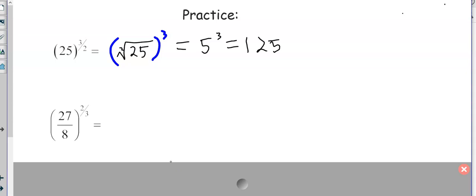This one, we're going to apply the rules we've learned. So this will be 27 to the 2/3 power, and 8 to the 2/3 power, because everything in there is being put to the 2/3 power.